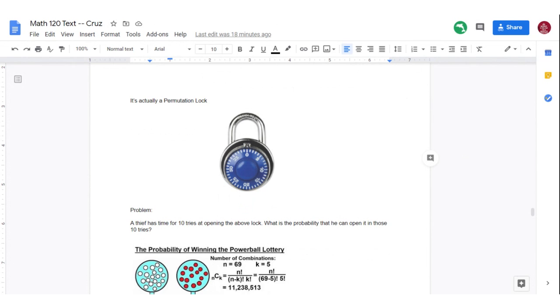All right, so let's say a thief has time for 10 tries at opening the above lock. What is the probability he could open it in those 10 tries? How would you think you might handle this?